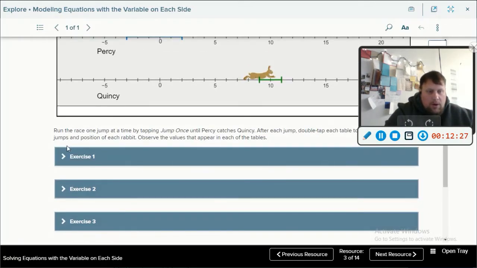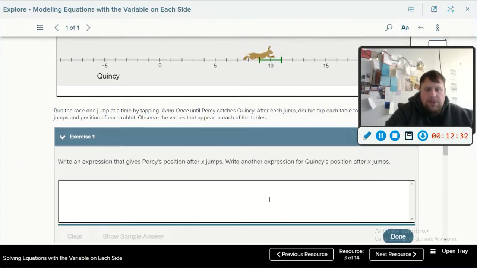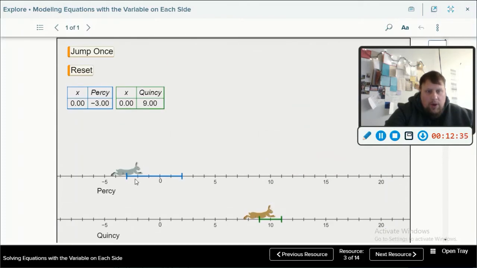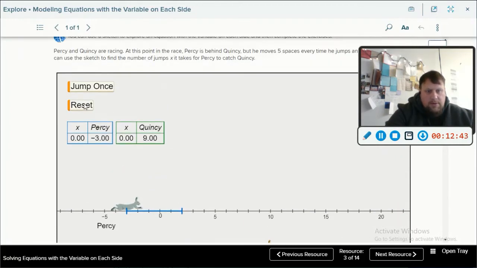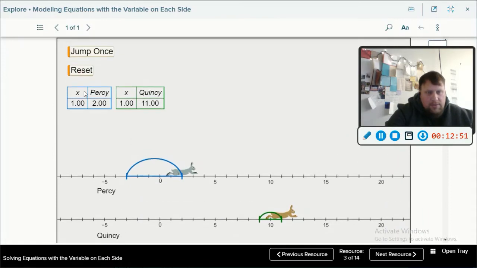And I want to talk about this. Here are some questions. Write an expression that gives Percy's position after X jumps. Well, where's Percy starting from? Percy's supposed to be starting from 0. That's weird. Let's see if it works. Doesn't feel like 0. Oh, it's not. So if here's 0, Percy's starting off at -3, and Quincy's at 9. There we go. I was looking at the wrong thing.